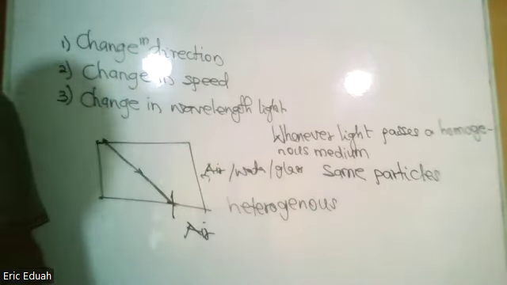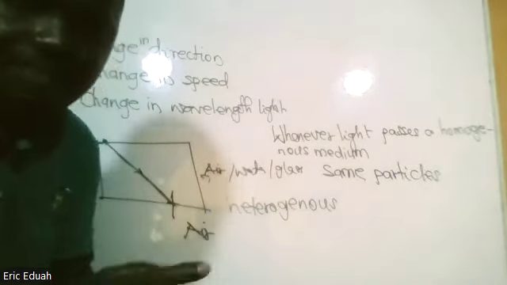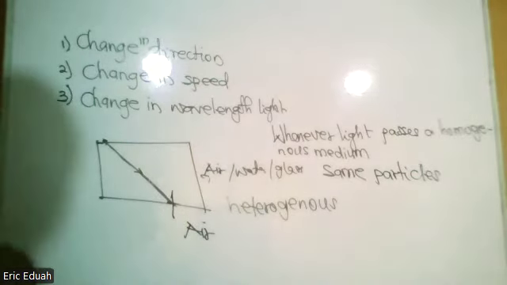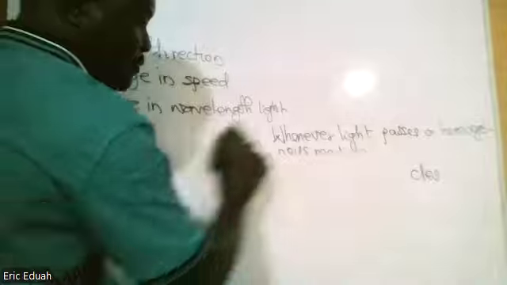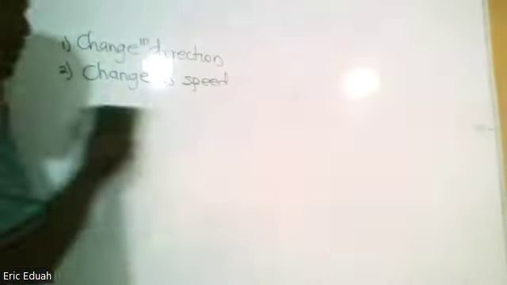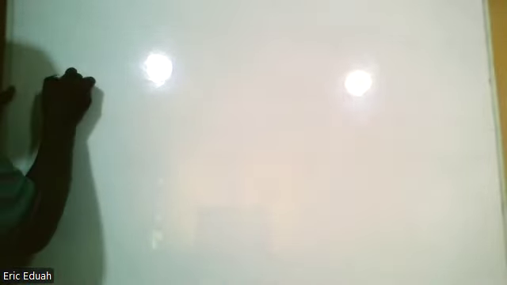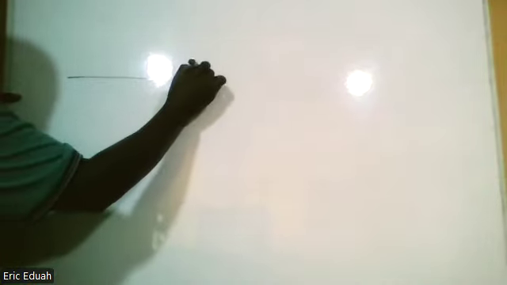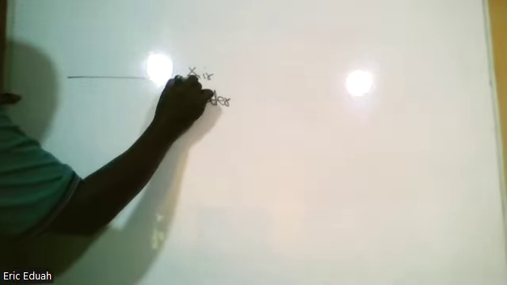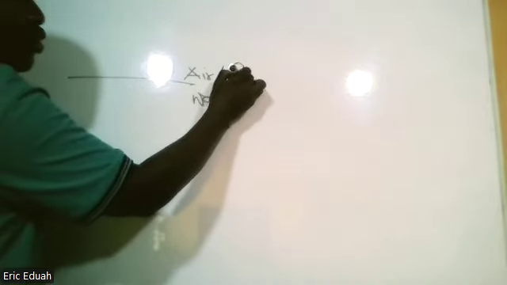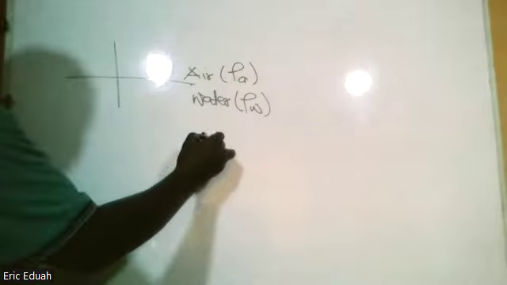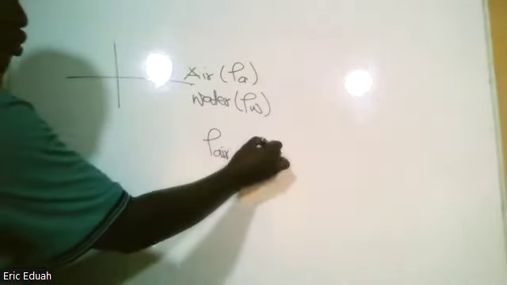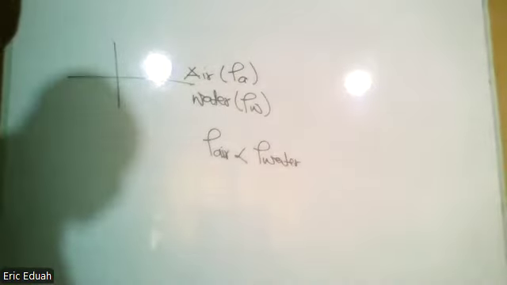So refraction of light is due to the difference in the density of two materials or two different media. So if it's about one medium, nothing will happen. But the moment you have two different materials, so this is the boundary between air and water. And we know the density of air is rho subscript A. Density of water, rho subscript W. Here, rho of air is less than rho of water, or density of water greater than density of air.